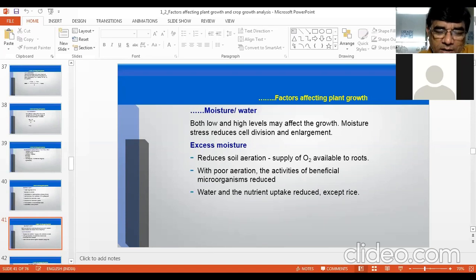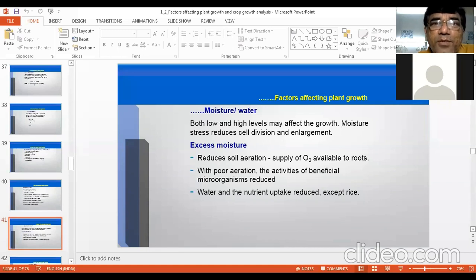But there is one group of plants which is the mesophytes. Mesophytes neither need too much water nor do they require too little water like xerophytes. So for mesophytes, except rice, we mostly deal with mesophytic kinds of plants in our crop production. In that case also, there may be both extremes, excess water or a deficit of water, and then the growth of the crop will be affected for mesophyte plants. So excess moisture is there.